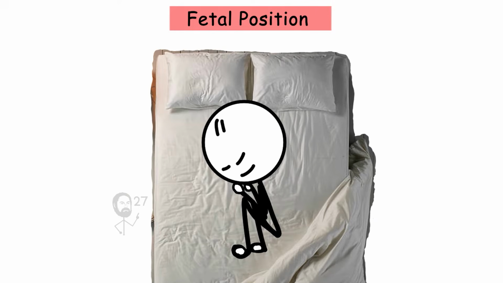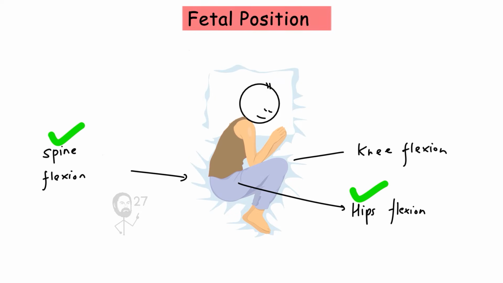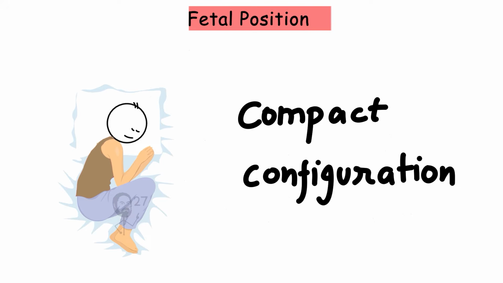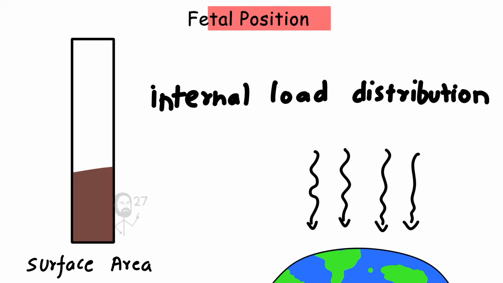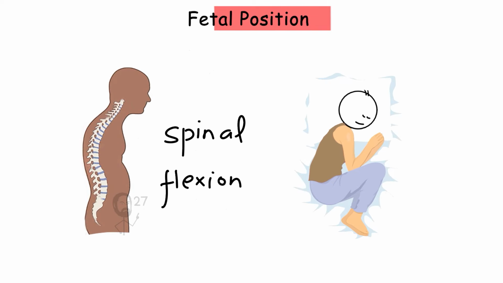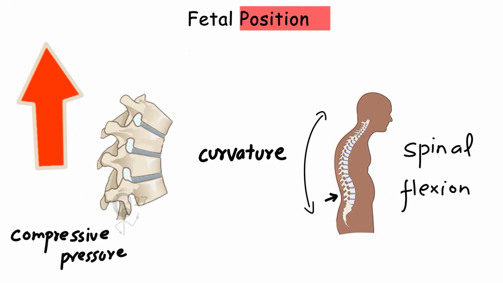The fetal position is a lateral sleeping orientation combined with flexion of the spine, hips, and knees. This posture shifts the body into a compact configuration, reducing the surface area exposed to gravity and altering internal load distribution. Spinal flexion increases posterior curvature, which can reduce compressive pressure on certain intervertebral discs while increasing load on others, depending on the degree of flexion.